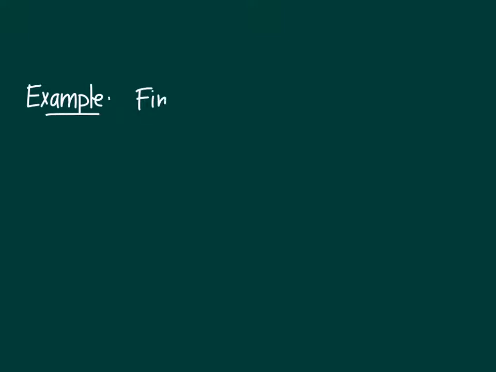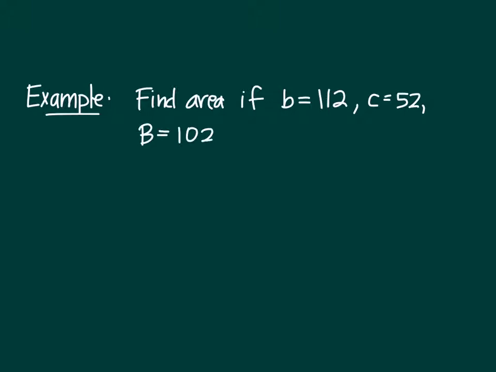Find the area if little b is 112 and little c is 52 and big B is 102. Okay, so if you have this, then you do have one of the angles. And so we'll be using the formula that has B in it. So we'll be using the formula where we have angle B.